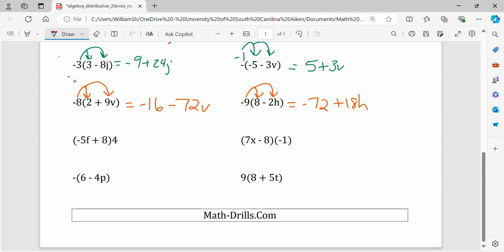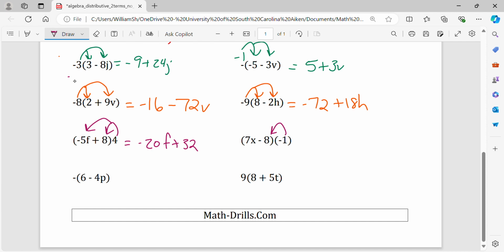Alright, here I have parentheses -5f plus 8 times 4. I'm going to distribute this 4 to both of these terms. So I've got 4 times -5f is going to give me -20f. And 4 times 8 is going to give me 32. So I have -20f plus 32.